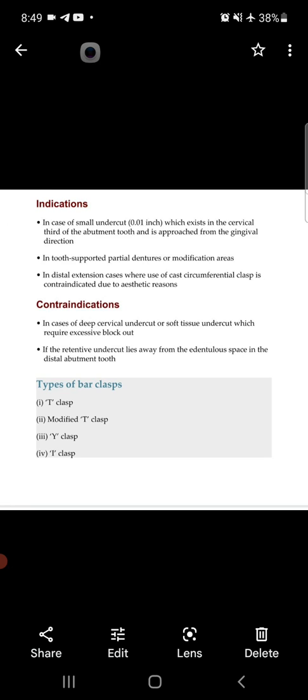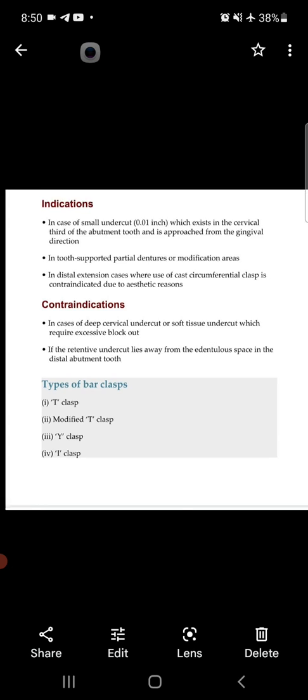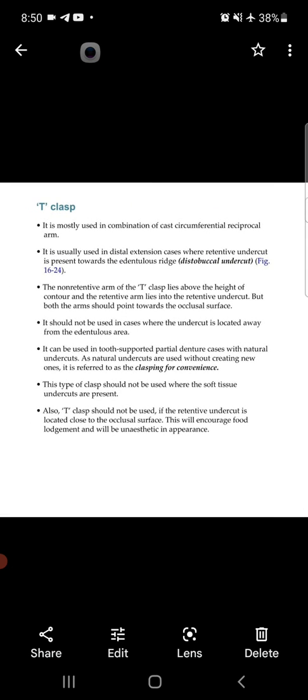Now come to the types of gingivally approaching clasp or bar clasp. There are 4 types. Number 1 is the T clasp, second is the modified T clasp, third is the Y clasp, and fourth is the I clasp. First is the T clasp.